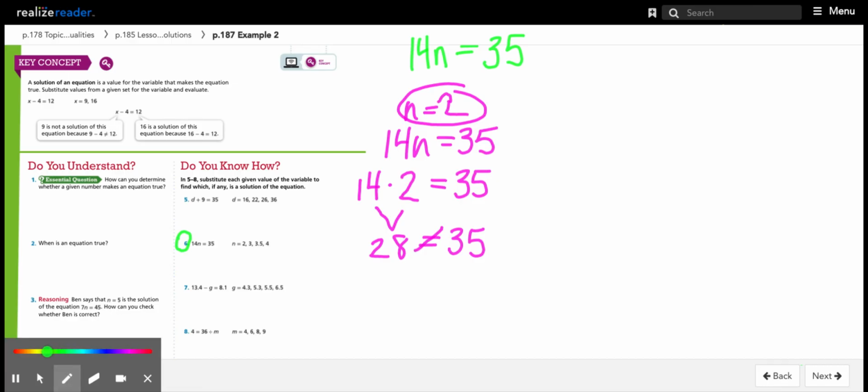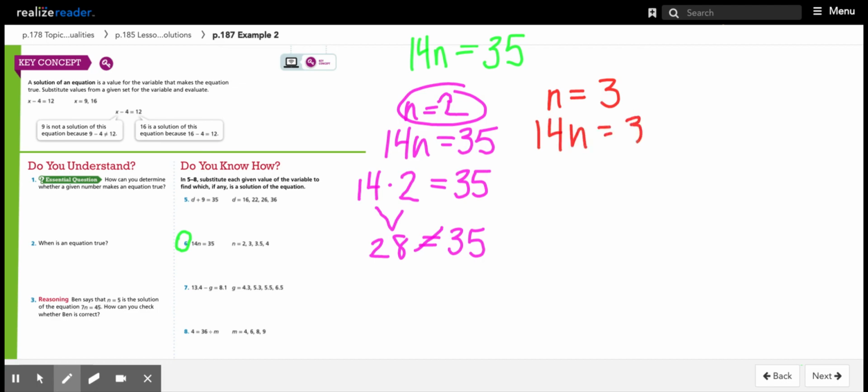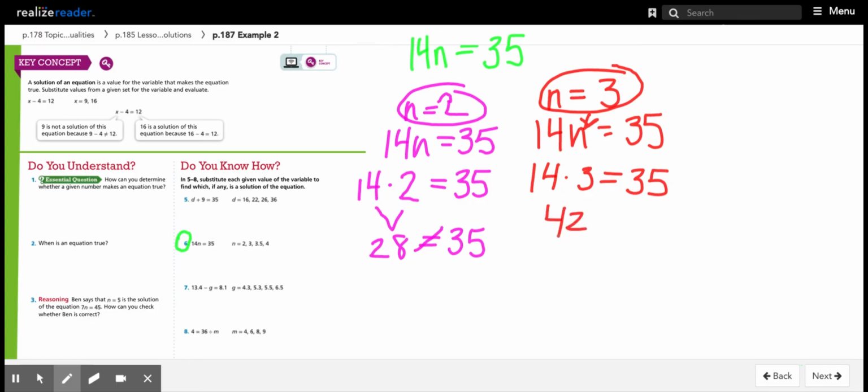Okay, I want you to try the next one. The next one says that n equals 3. So you're going to write n equals 3. You're going to rewrite the equation. 14n equals 35. We're going to take that value for n and plug it in. When you plug it in, is that a solution or not a solution? Well, we should have 14 times 3. Does that equal 35? 14 times 3 will be 42. 42 does not equal 35, so you should have got no solution.